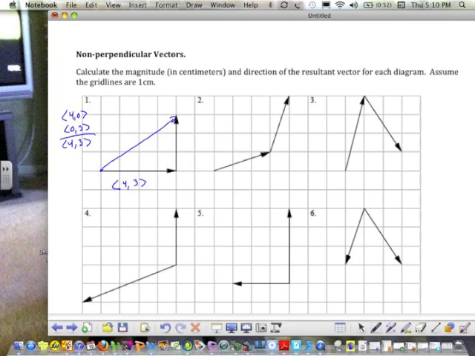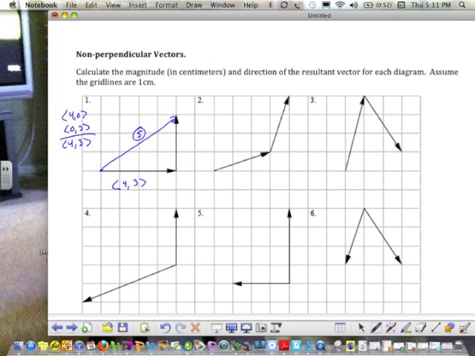And especially for the later ones where they're not set up tip to toe, you might just want to change them all to XY notation and add them that way. Okay, so now to find the direction and the magnitude. First thing I've got to do is the magnitude's the Pythagorean theorem, or this is a 3, 4, 5 right triangle. So the magnitude is going to be 5. Now I also want to find this angle.